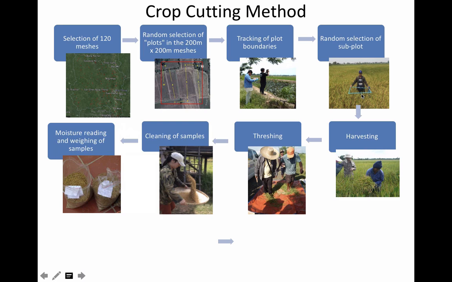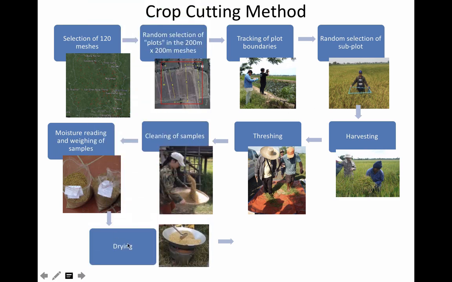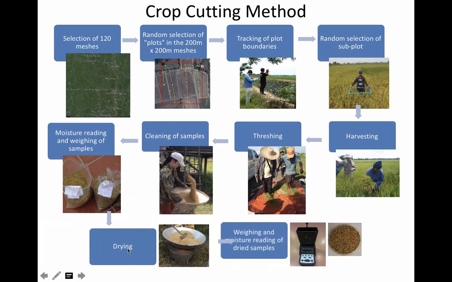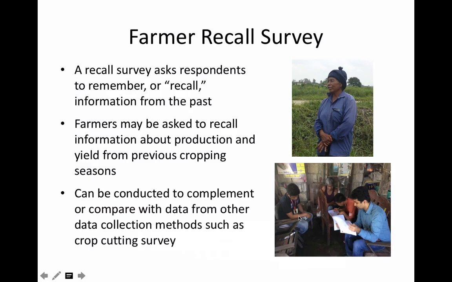moisture reading and weighing of samples, and then importantly the drying process, which then leads to the final weighing and moisture reading of the dried samples. So there will be notes on how to go about this, and you can go through the information that was indeed gleaned from the crop cutting surveys that were done in Nueva Ecija in the Philippines. But this is basically what the crop cutting method is. Let's look at the farmer recall next.